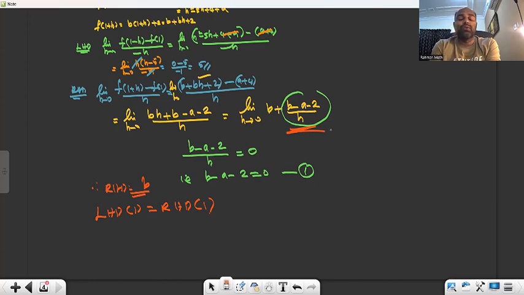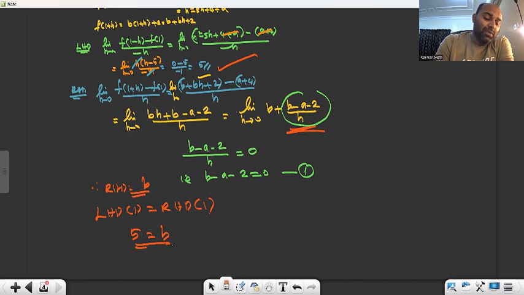at x equal to 1, therefore LHD of 1 equal to RHD of 1. LHD already we found 5. RHD we got to be B. So B equal to how much? 5. B we got to be 5. Don't forget B equal to 5.